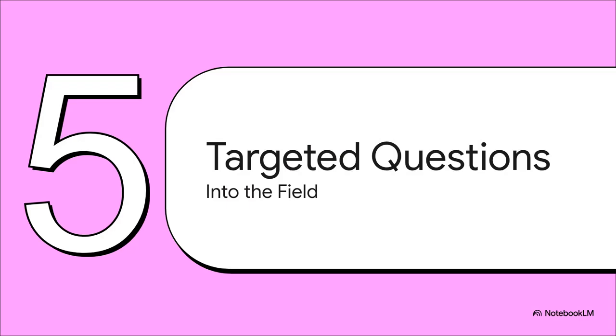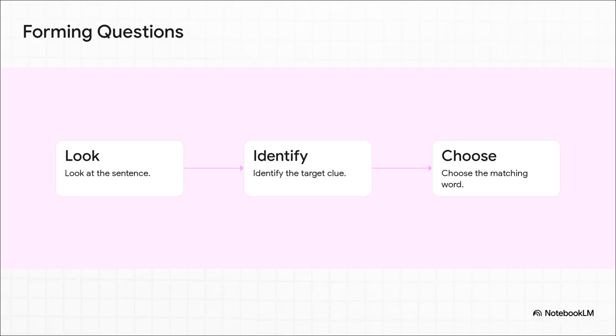And finally, Section 5, Forming Targeted Questions. We are heading into the field with Exercise D. All right, detectives, our toolkit is completely unpacked. Let's head out into the field and dive straight into Exercise D on page 43 of our source material. We're going to reverse engineer a statement into a question, and we do this using 3 super logical steps.